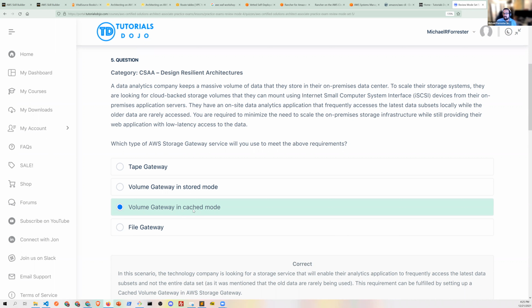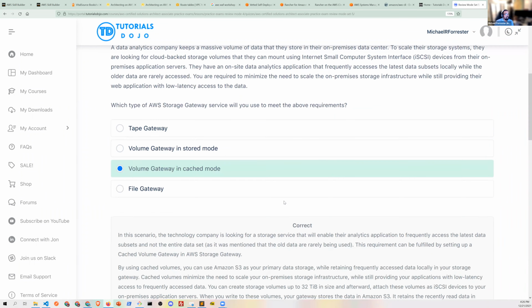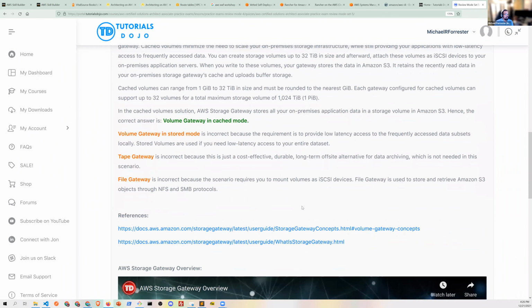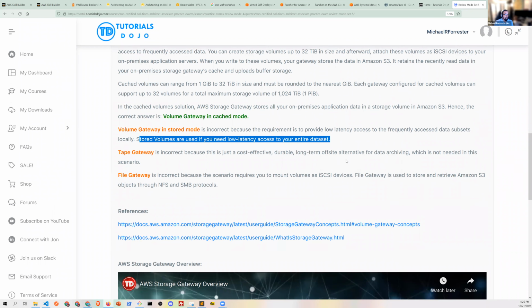So you've got to remember this, and this is probably the only other distinction you need to know about volume gateway: cached mode only keeps recent items on premise and puts a copy up into the cloud. In stored mode, there is a full copy of all data on premise and a full copy of all data kept in the cloud. Stored volumes are used if you need low latency to your entire data set.